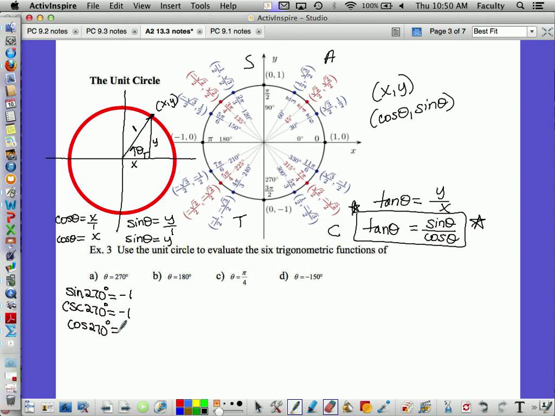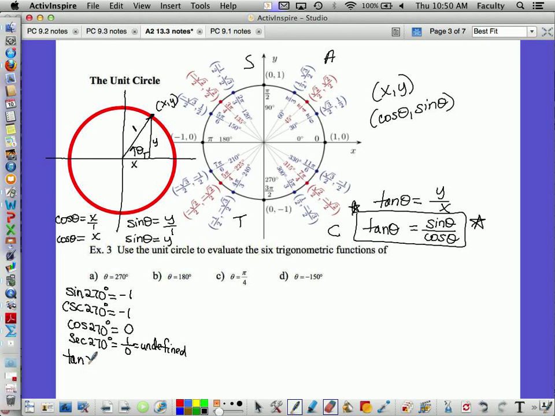Cosine, 270 degrees. I come back here to our point. The cosine is the x-coordinate, so it's 0. Secant, 270 degrees is 1 over 0. That's undefined. Please do not leave 1 over 0 as your answer. I'm going to mark it wrong. That's going to tell me you don't know what to do.